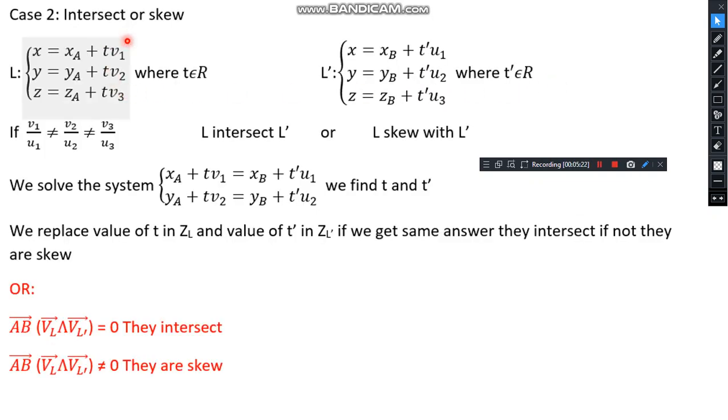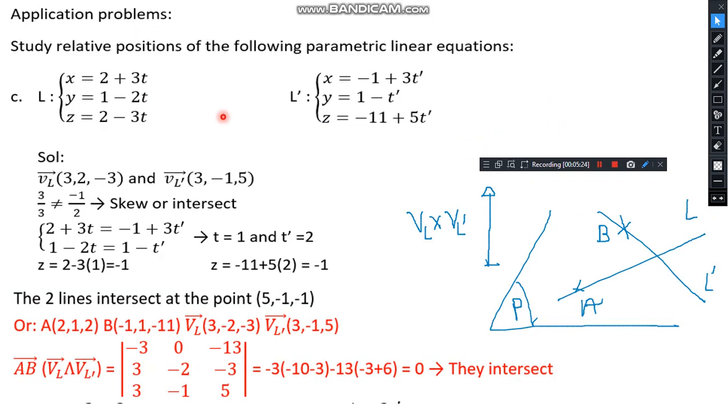Now we have either intersect or skew. To know if they intersect or are skew, let us take this example. As you can see, for v of L and v of L prime, if you do 3 over 3 and -1 over 2, they are not equal. So either they are skew, they don't intersect, or they intersect.